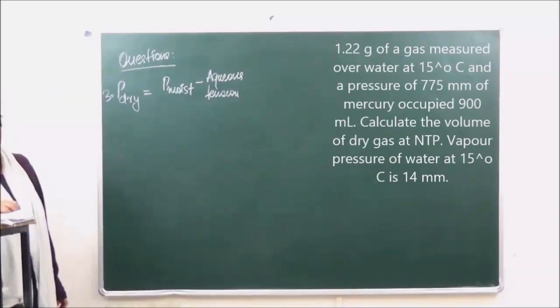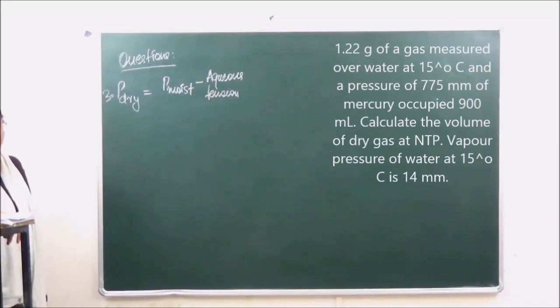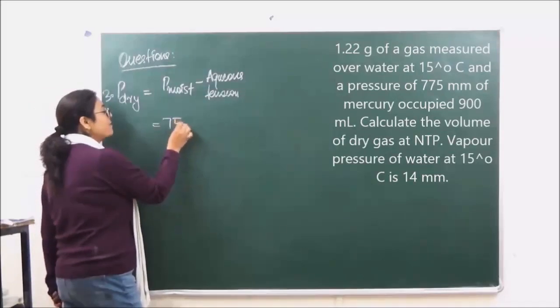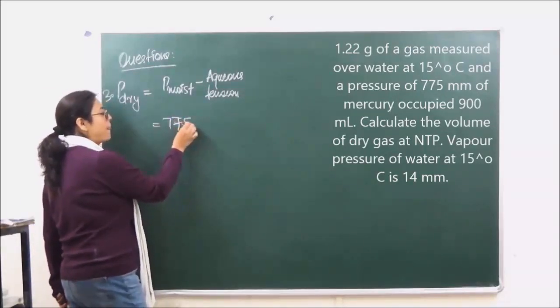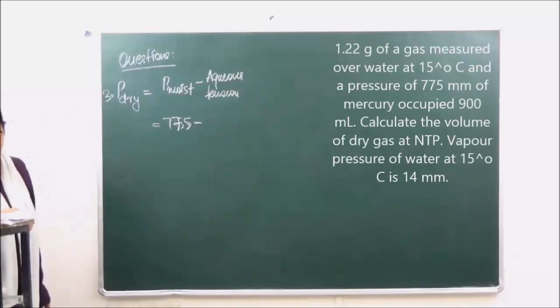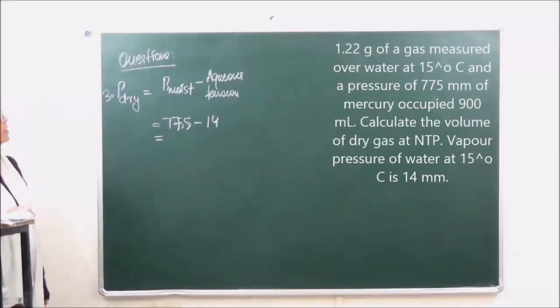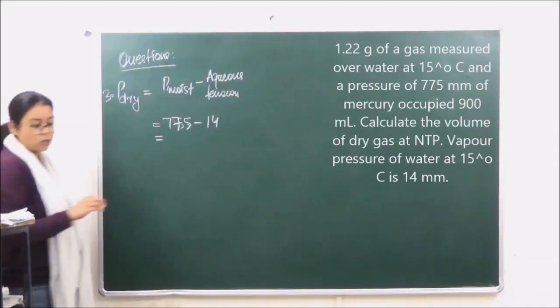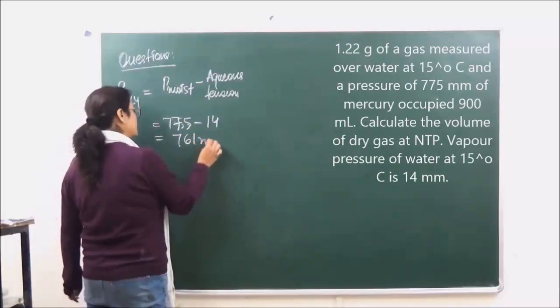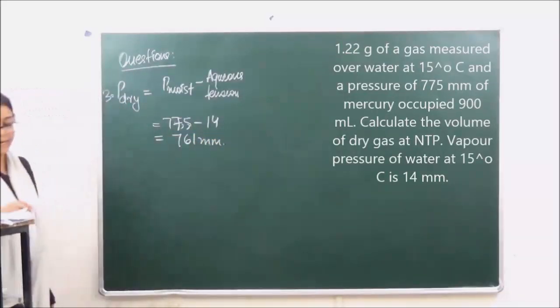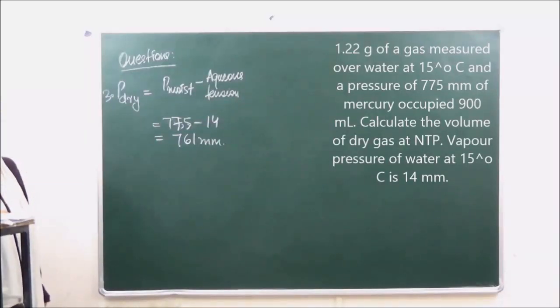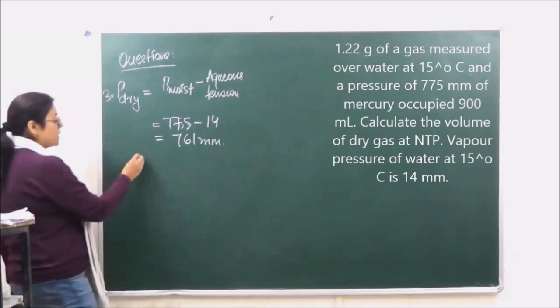So over here, what have they given to us? Pressure of the moist gas given to us in the question, that is 775, right? And they have given us the vapor pressure of water, that is given to us as how much? 14 mm. So 775 minus 14, that is going to give us the pressure of the dry gas. It comes to 761 mm. ठीक है? अब हमने ड्राई गैस की प्रेशर कैलकुलेट कर ली, तो हमको वॉल्यूम कैलकुलेट करनी है ड्राई गैस की. We are going to apply the gas equation over here.